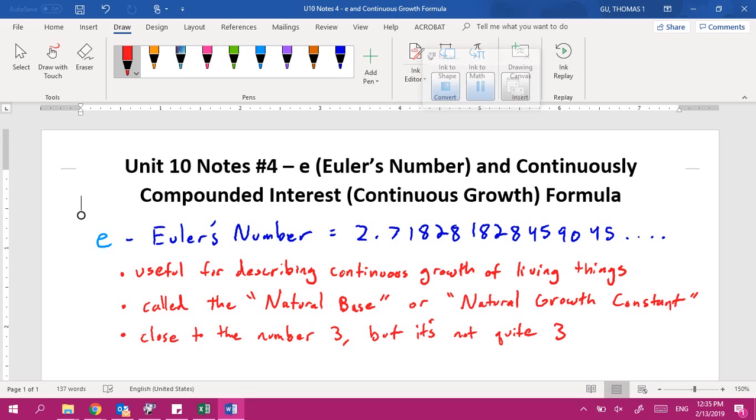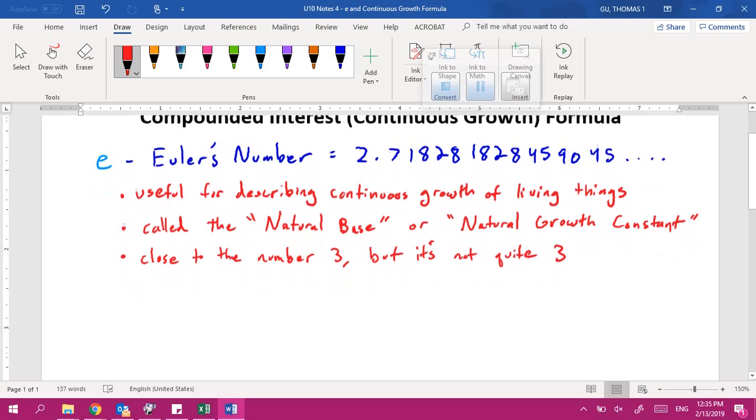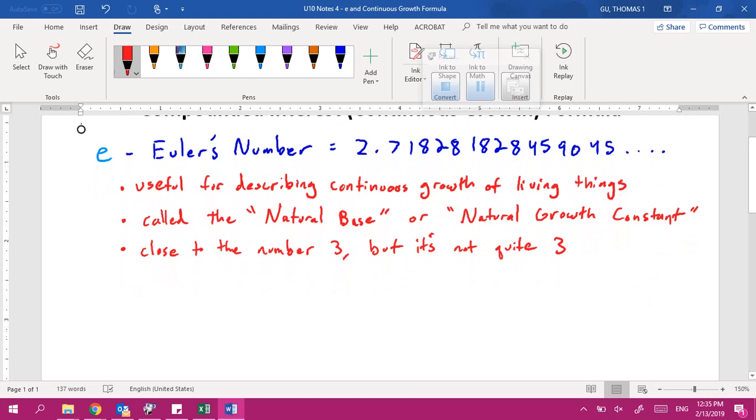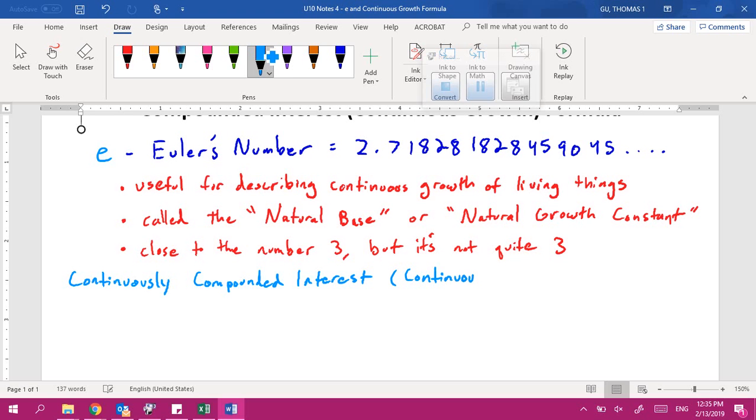We got one more thing to write down, and then that's all we're going to write in the space. It's just the formulas. We're going to look at one way we can use this number, and it's going to be in the continuously compounded interest formula. Or this is actually the same thing as continuous growth. Same concept as continuous growth formula.